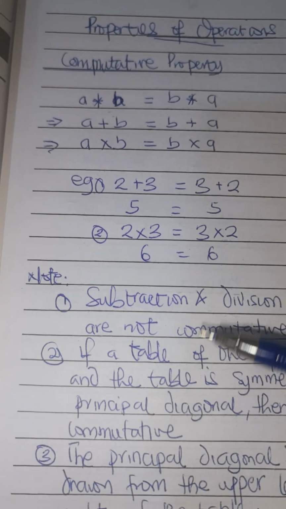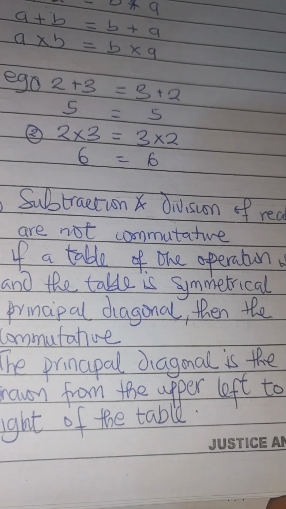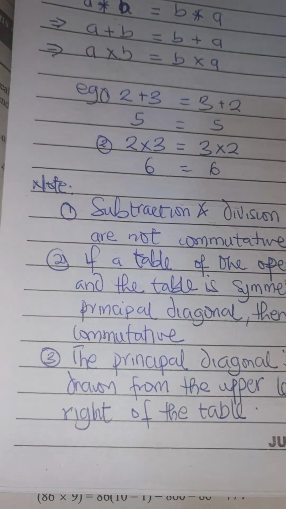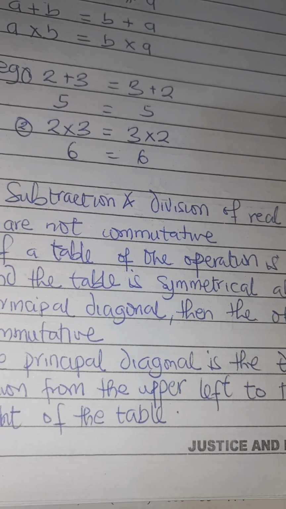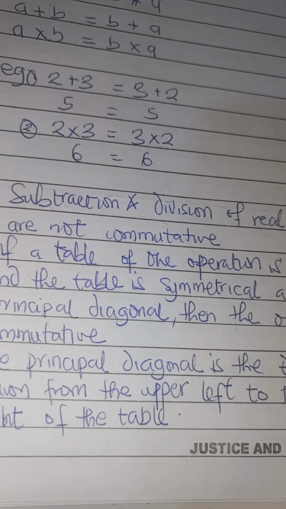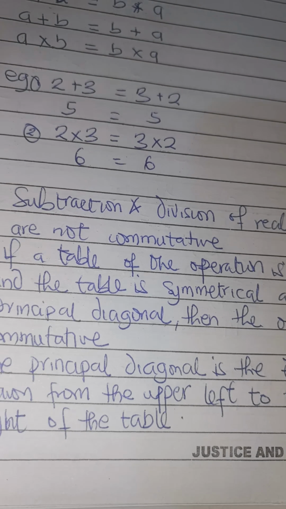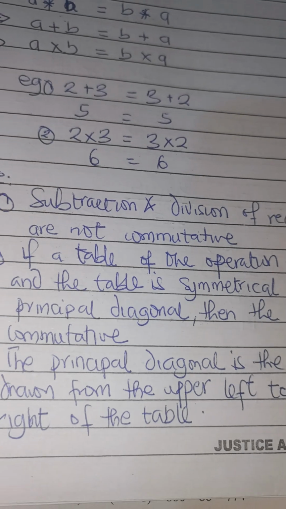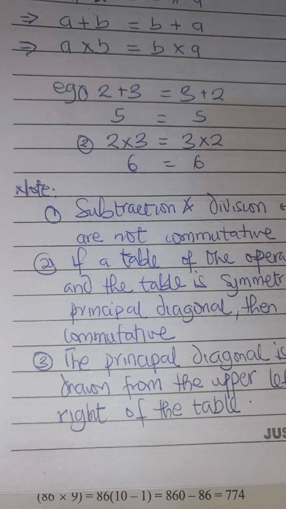Now let's take these notes. Subtraction and division of real numbers are not commutative. That's one condition to note. And two, if a table of operation is formed and the table is symmetrical about the principal diagonal, then the operation is commutative. With notes 2 and 3, we will look at it better when we go on to binary operations, where I will tackle them better.